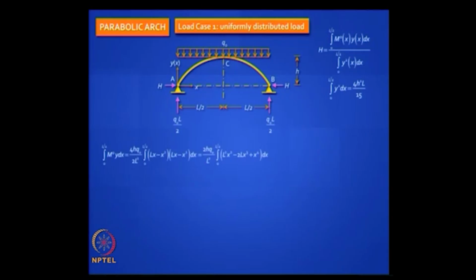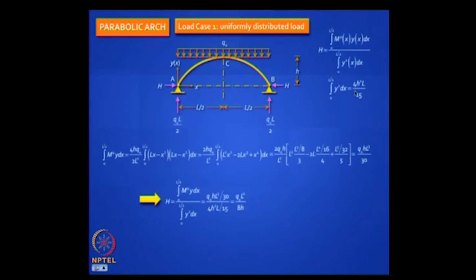Okay. So this is an easy integration to do. M naught, you can see that the support reaction is Q naught L by 2. So if you cut a section anywhere in a simply supported arch, it will be Q naught L by 2 into x minus Q naught x squared by 2. You can really work this out, it will reduce to this form. Please check it out at your convenience. And when you complete this integration, you get in the numerator Q naught HL cube by 30, you can check it out. Now you substitute here and you get exactly, without any error, the expression Q naught L squared by 8h.